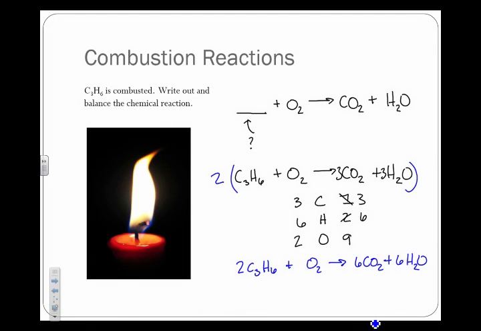My carbons and my hydrogens I know are still balanced. What I'm interested in is those oxygens, and I can see on my product side now I have 6 times 2, 12 from my carbon dioxide, plus an additional 6 from the water, which gives me 18 oxygens on the product side. That's an even number. So if I put a 9 as a coefficient in front of the oxygen, I'll have 18 on the reactant side, and my reaction will be balanced.